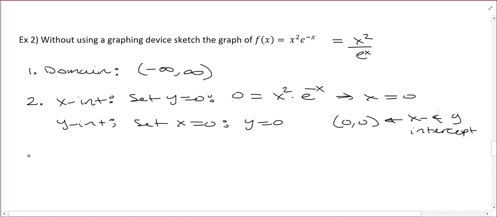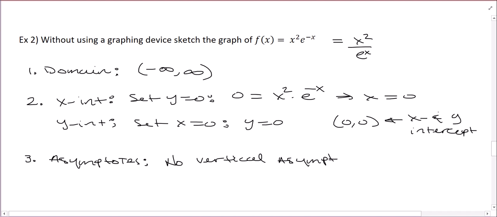Now let's look for asymptotes. We want to look for, are there any vertical asymptotes? Are there any horizontal asymptotes? Are there any slant asymptotes? This function has no vertical asymptotes. The denominator is never 0, so no vertical asymptotes, because the domain is not restricted. But let's check horizontal asymptotes.